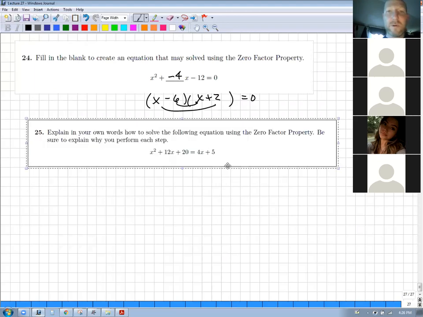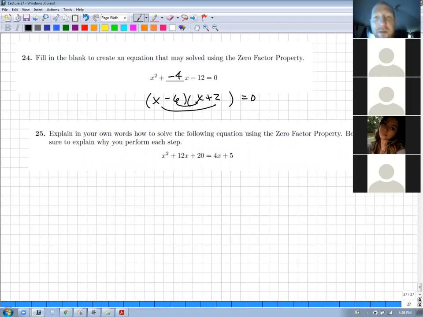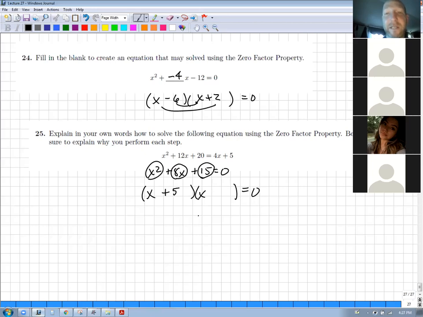All right, explain in your own words how to solve the following equation using the zero factor property. So first thing we do is we put it into standard form. So 12x minus 4x would be 8x. 20 minus 5 would be 15. So now it's standard form. Now I'd eyeball it and see if I can factor it because there is no a here. I know I got an x and an x because of the x squared. Now I need two numbers that multiply to give me 15, but add to give me 8. So I'm thinking 5 and 3.